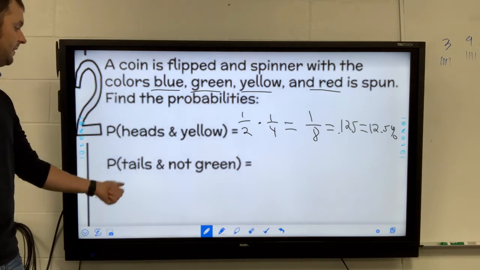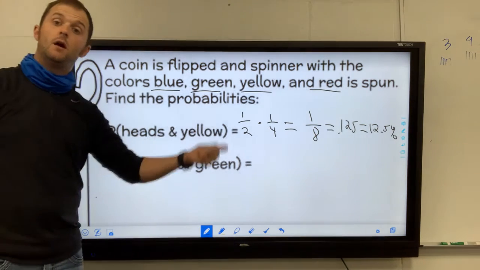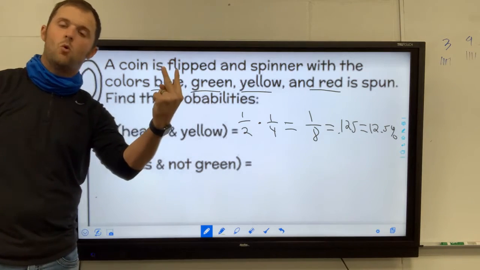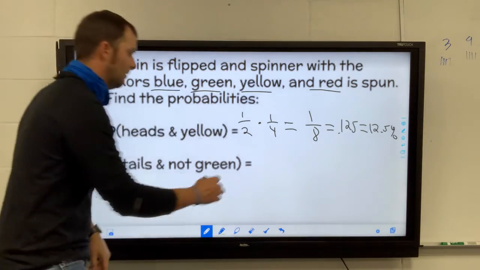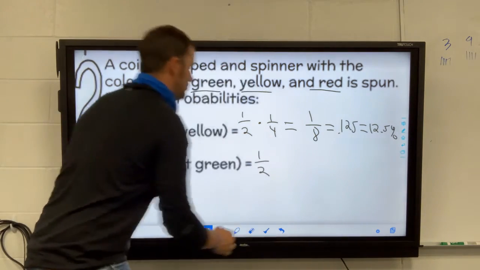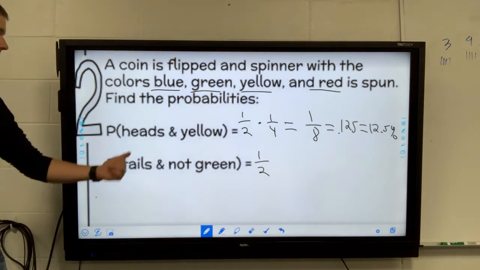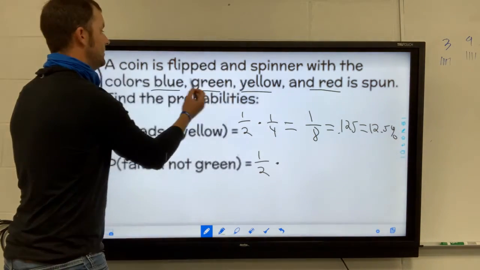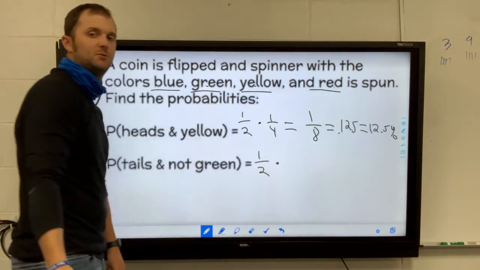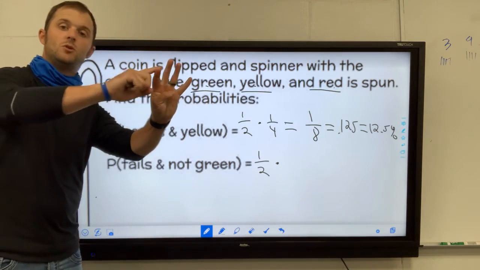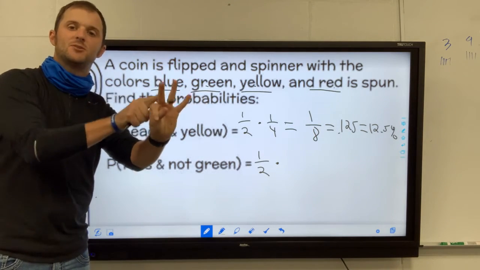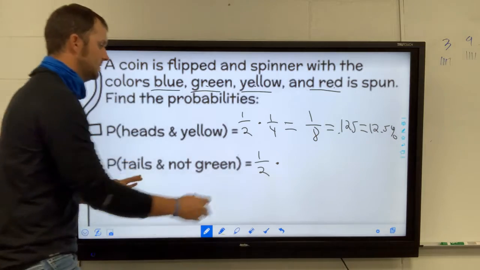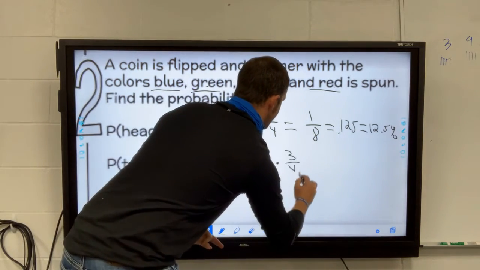Now let's look at the next one. So I need the probability of getting a tails. So again, I know that there are 2 options on a coin and I'm needing to get 1 tail. So I'm gonna get a 1 out of 2 chance of getting that. So now, and not green. So that means there's 1, 2, 3, 4 options. I do not want to get green. So that means there's 3 other options that I want. So I need to do 3 out of 4.